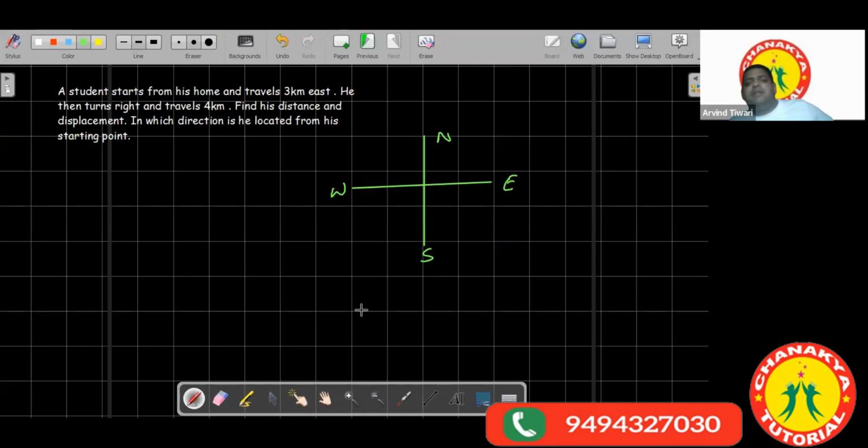You said distance is 3. So distance is not 3. Distance is 7 kilometers. See, if he starts from this point, let this be the starting point. From this starting point, he travels 3 kilometers east, and then he turns right. From here, if you turn right, you will go south. So you go here 4 kilometers down.